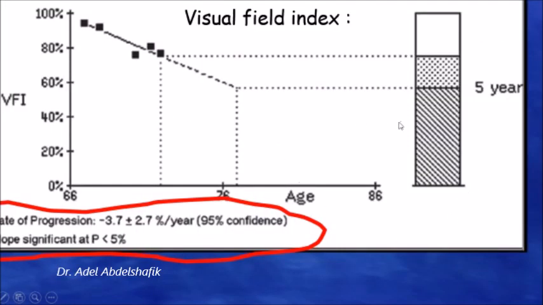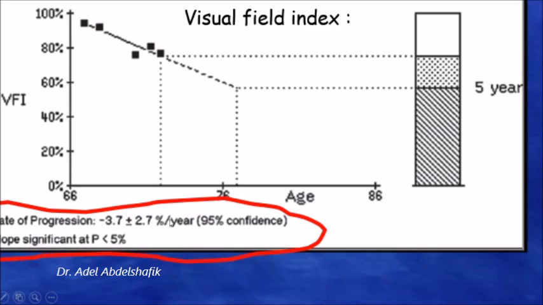Again, in the new visual field index, this is the record over time, and this is the line, and this is what's expected in the next 5 years, and this is what's written here. The rate of progression is 3.7%, but written here plus or minus another value, and this is the 95% confidence interval. So do you know what's meant by that?